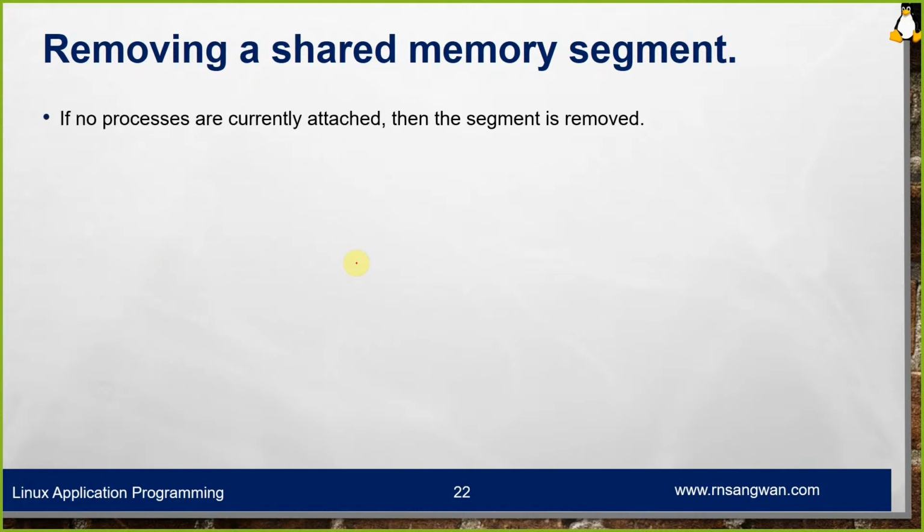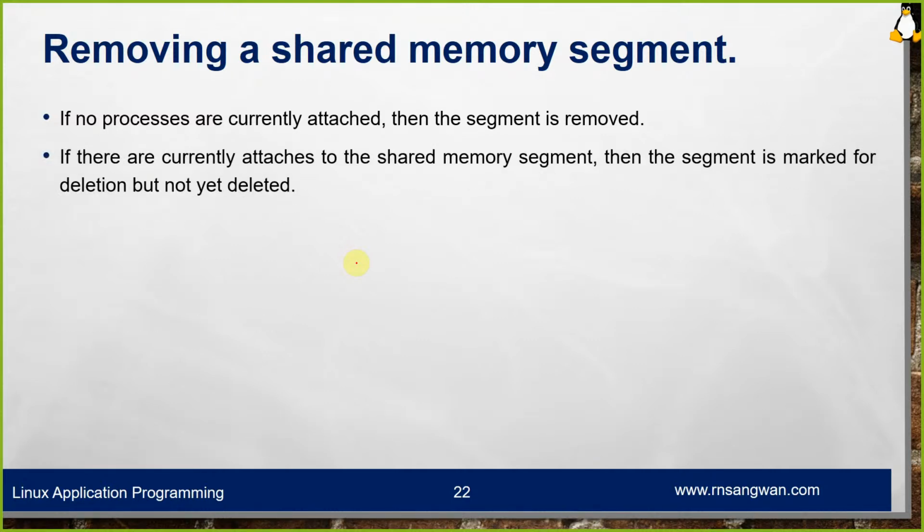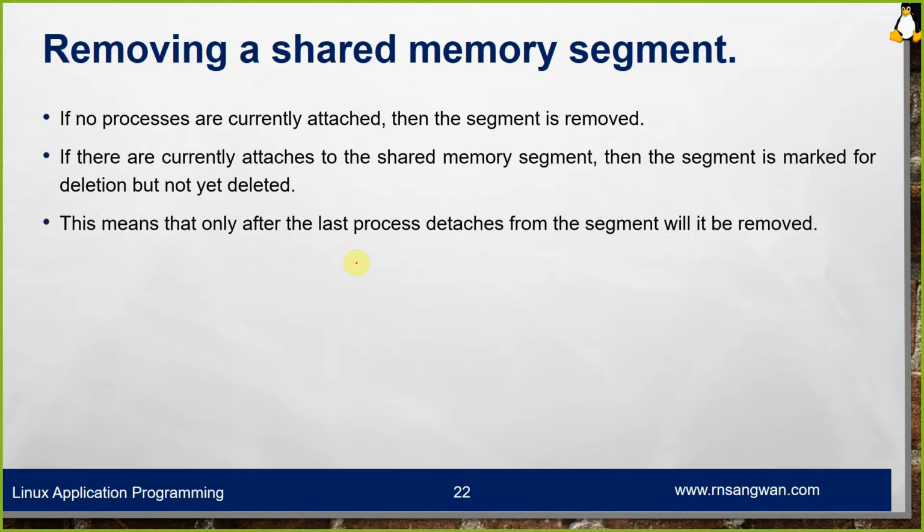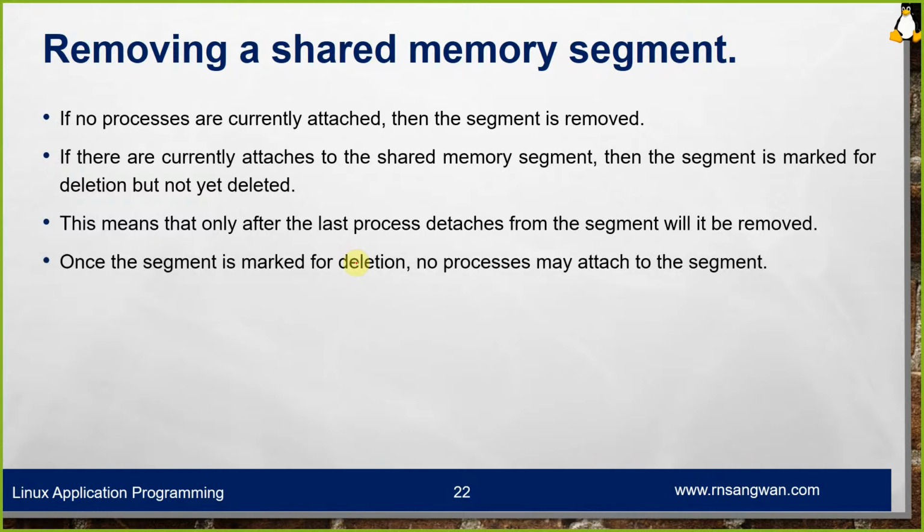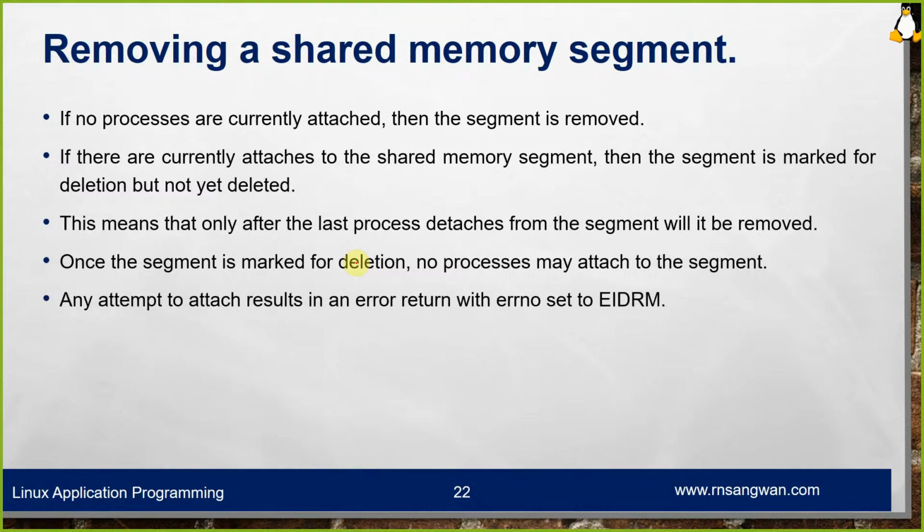If no processes are currently attached, then the segment is removed. If there are currently attaches to the shared memory segment, then the segment is marked for deletion but not yet deleted. This means that only after the last process detaches from the segment will this segment be removed. Once the segment is marked for deletion, no processes may attach to the segment. Any attempt to attach results in an error, with errno set to EIDRM.